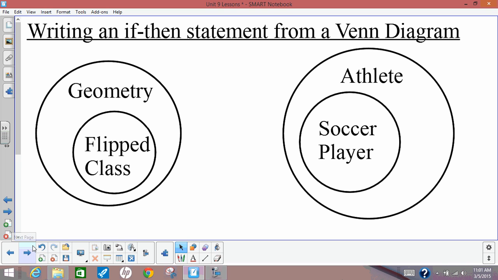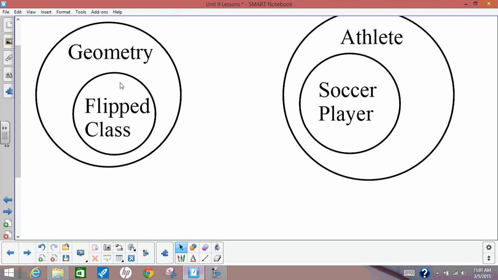So let's look at a couple examples. We're going to take these Venn diagrams and we're going to write some conditional statements. We can see that on the one on the left here, we have a circle with flipped class, and we have a circle with geometry. You might know that at our school right now we have two flipped classes, and both of them are geometry classes. And so shout out to Mr. Munson. If you can imagine all the people at Hilton that are in a flipped classroom, we'll put them all in this little circle. They would also be contained in the circle of all the students who are taking geometry at Hilton.